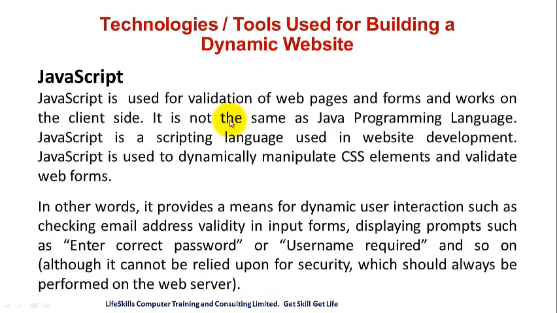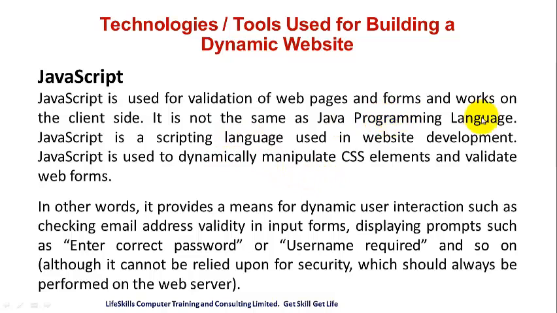Now, another technology you will likely need is JavaScript. We use JavaScript for validation of web pages. Have you ever noticed when you are filling a form or you are logged into Facebook or your Gmail and you do not enter a correct username or password, you are going to receive a red message that says invalid password or username not correct. Those messages, we call them validation messages. So we use JavaScript to do that.